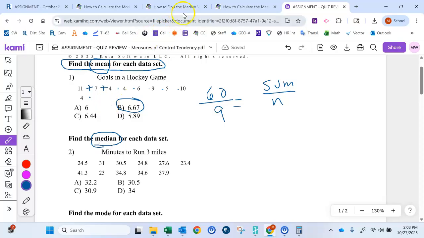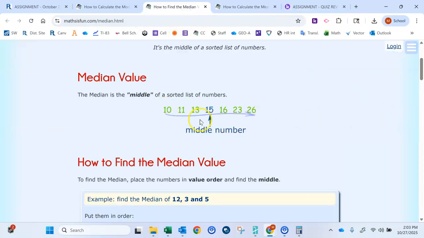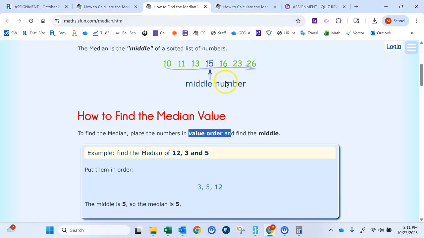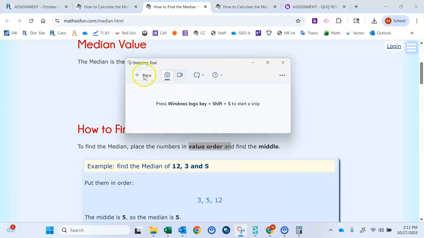What's the median? Well, if we go over here, it says that it's the middle number, but it's got to be sorted in order, right? You've got to put the values in order. So let's look at these numbers here. We know it's the middle number, right? But I'm going to show you something that you can do to save a little bit of time.